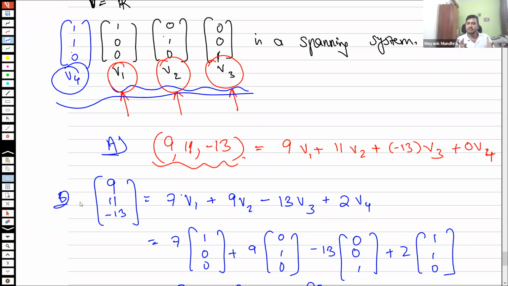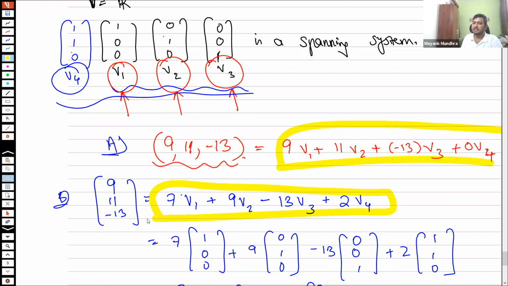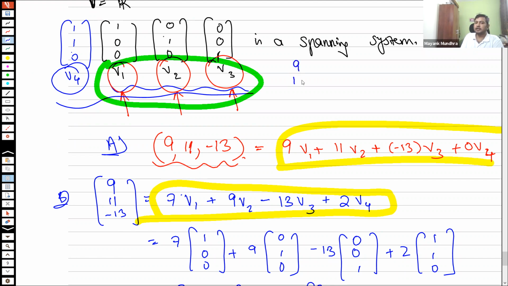So what I'm saying is the same point V, which is 9, 11, minus 13, can be recreated using a linear combination of V1, V2, V3, V4 in multiple ways. But if I restrict you to using just V1, V2, and V3, then 9, 11, and minus 13 can be represented in a unique way, which is 9 times V1 plus 11 times V2 minus 13 times V3.